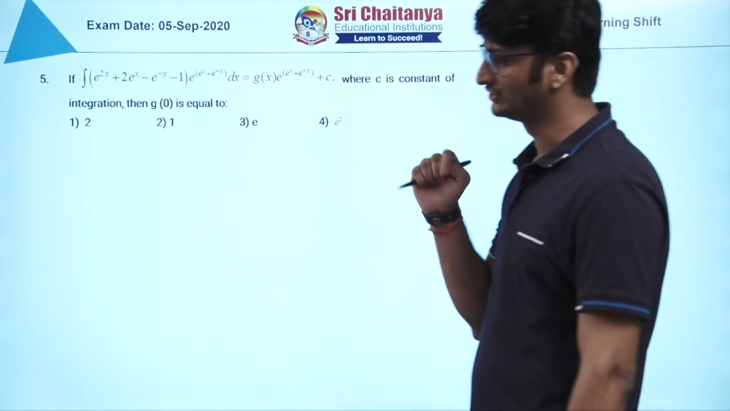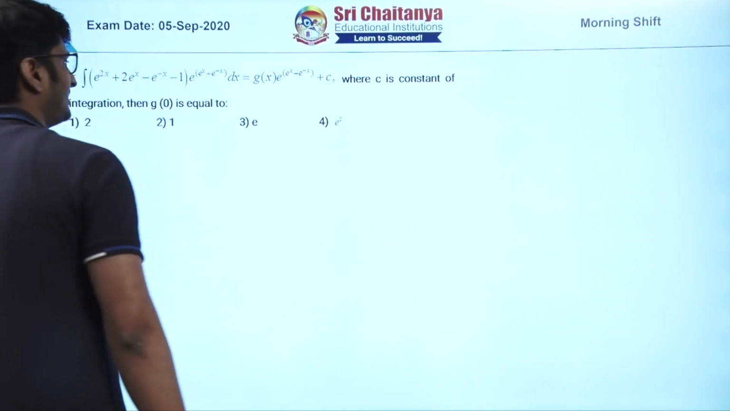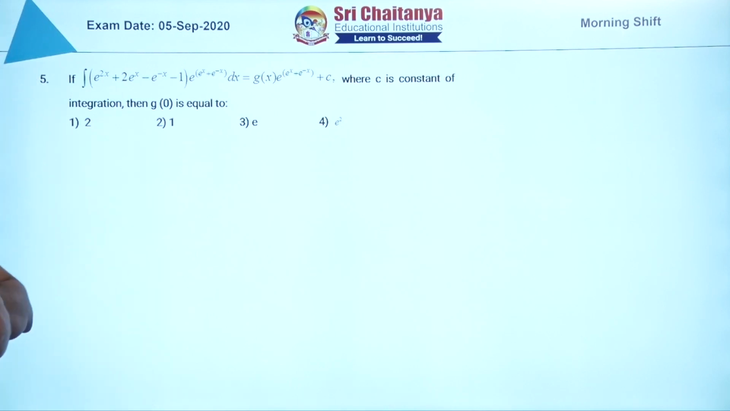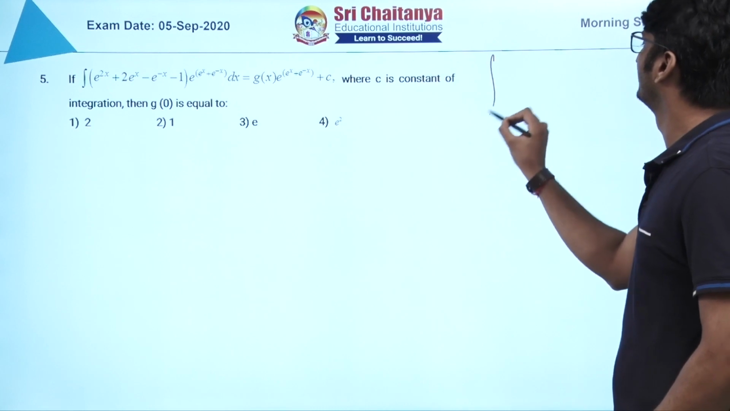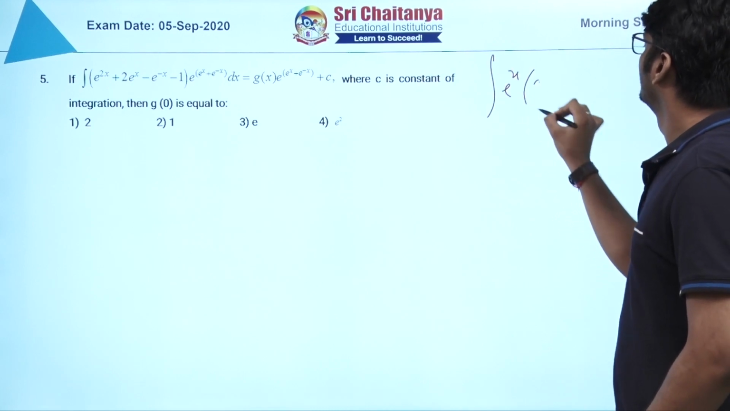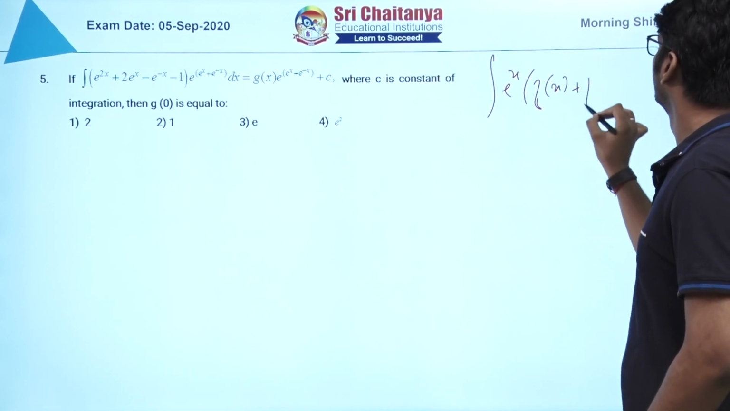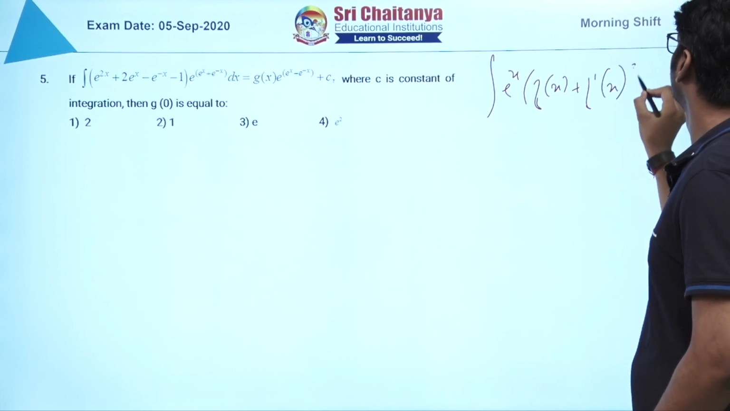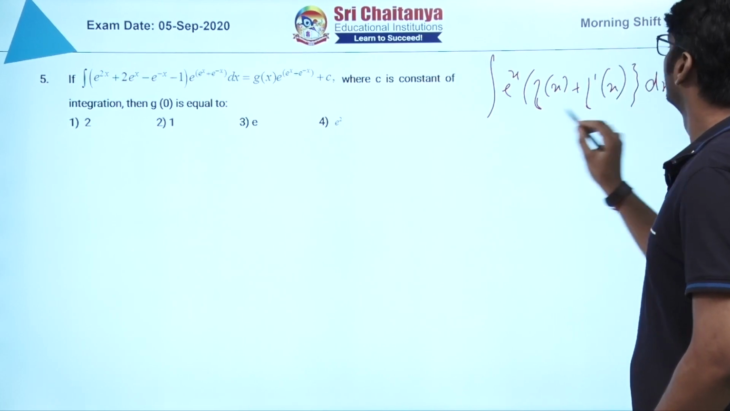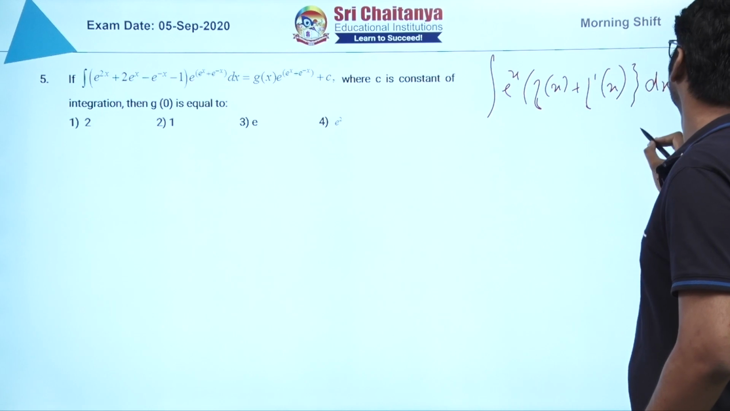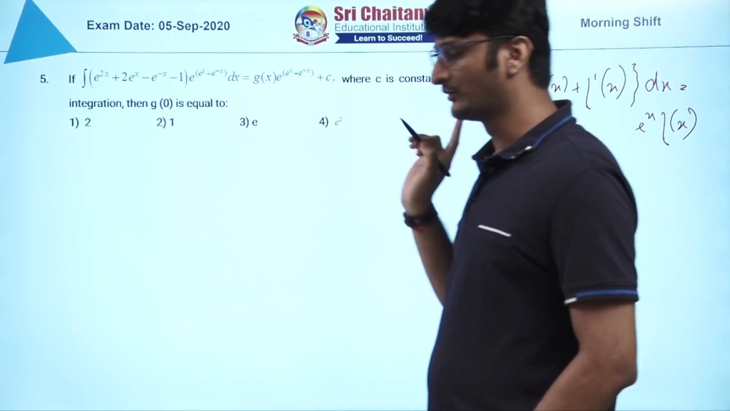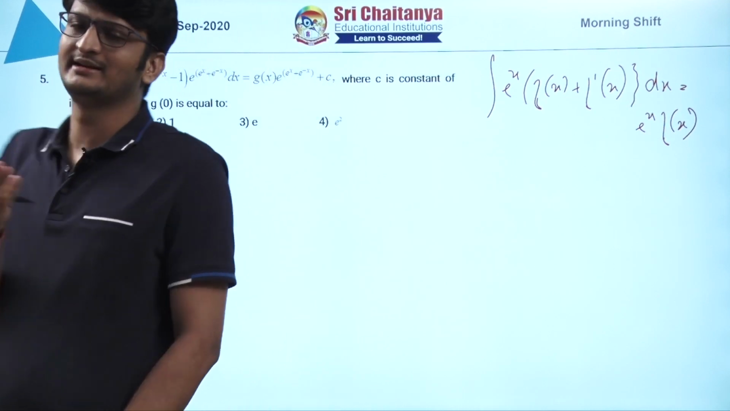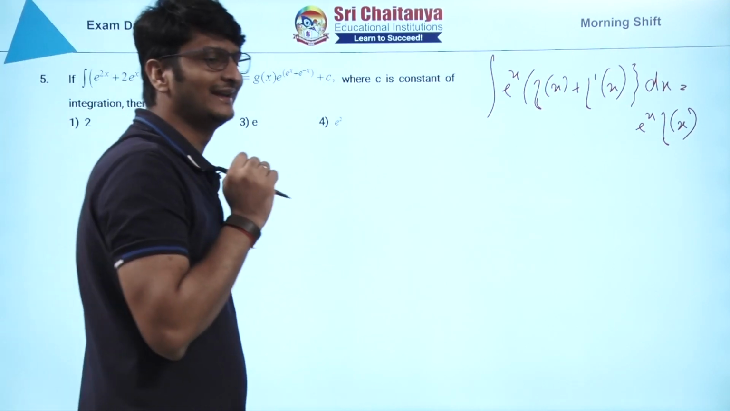Question number 5, it is a good question. See here, this comes from indefinite integration. Do you remember one result, the basic standard result: integral of e to the power x into f of x plus f dash x dx is equal to e to the power x into f of x. The way in which we prove this one is by using integration by parts; you will get the answer in the second or third line itself.